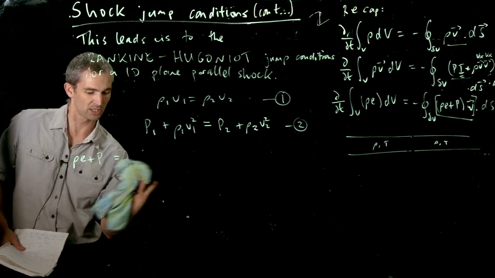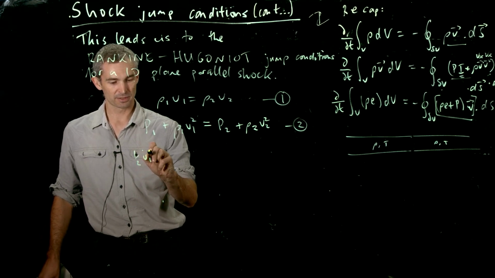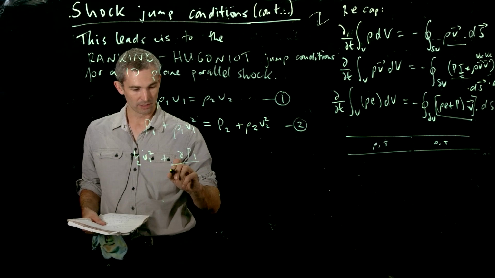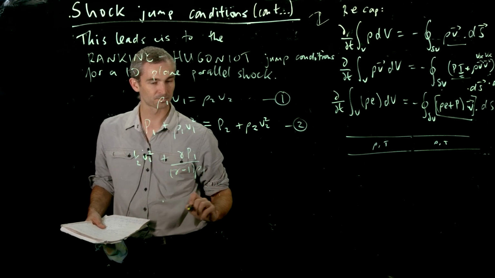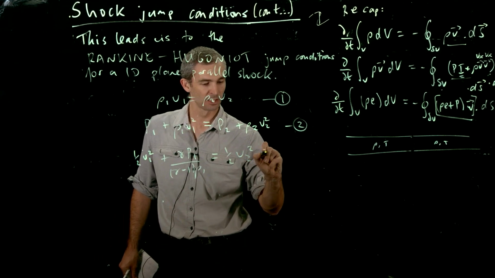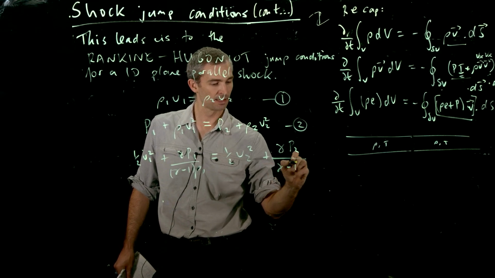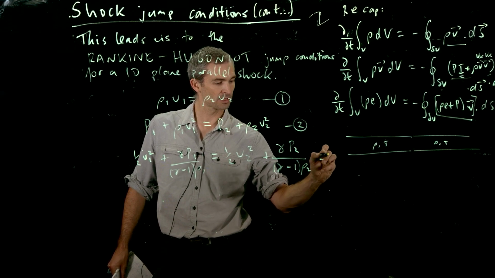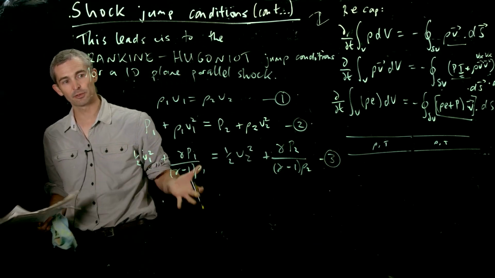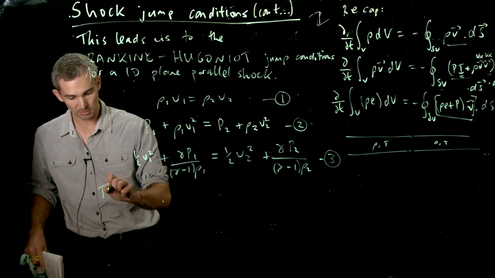All right, so then our energy jump condition simply becomes, I'll write it underneath the other one, a half V1 squared plus gamma P1 on gamma minus 1 rho 1 equals just the same on the right-hand side. So this is half V2 squared plus gamma P2 on gamma minus 1 rho 2. So this is our jump condition number 3. So we've got a mass, momentum, and energy flux that have to be equal on both sides of the shock front.